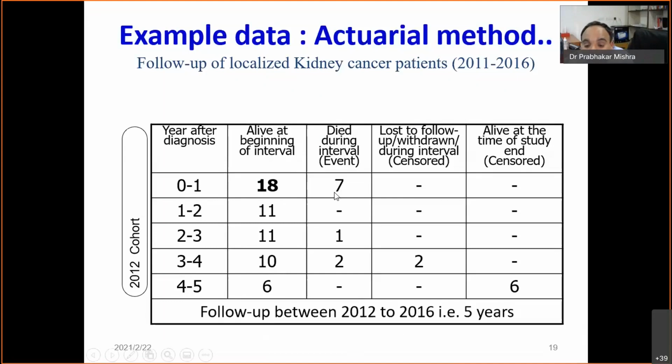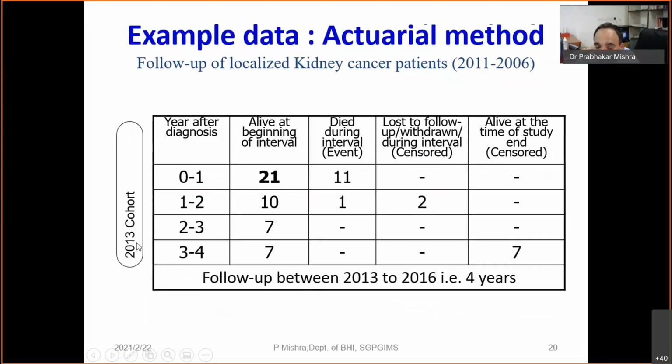Okay, so here 18 patients entered, 7 died, and then 18 minus 7 is 11. Then next year, of 11, 1 died, remaining 10. Of 10, 2 died, 2 loss of follow-up, remaining 6, and ultimately at the end of the study, all 6 survived. See here, 7, 1, 2 makes 10. 10 are the event, and 2 plus 6 is the censored. So here 10 is our event, 8 is our censored. 10 plus 8 equals 18.